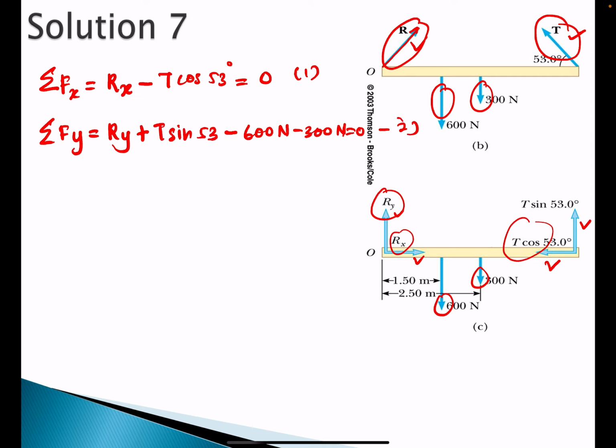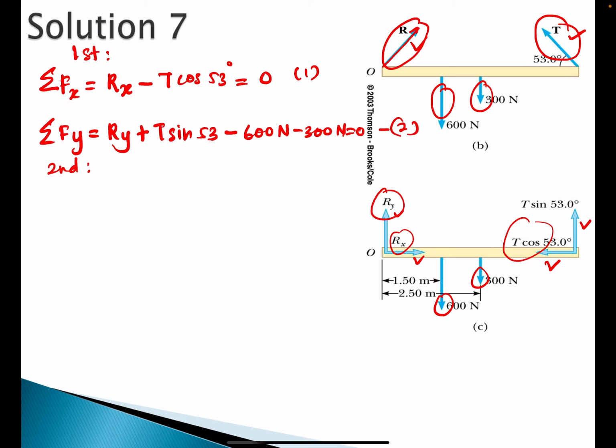This is the second equation. If you are confused, the Rx is actually equal to this part, T cos 53. So we bring it to the left side, so it's minus T cos 53 equals 0. And we get the second equation here for Fy, and we can apply the second condition to solve this problem. So this is the first condition, this one is the second condition.